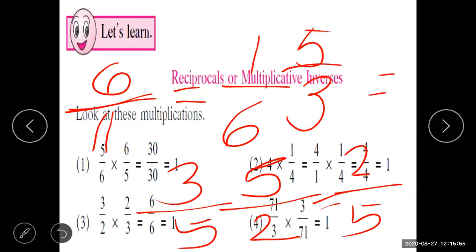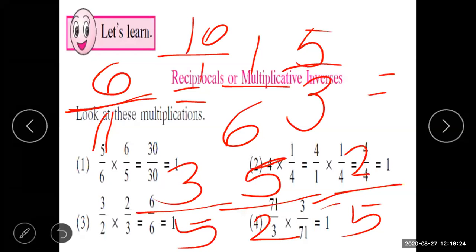If a single number is given, you have to assume that the number downward is one, only one. You can't assume 2, 3, 4. You will assume only one. So if a single number is given like 10, you will assume the denominator as 1. So the reciprocal or multiplicative inverse of 10 will be 1 upon 10. What will be the reciprocal of 10? 1 upon 10. So let us start with our exercise.